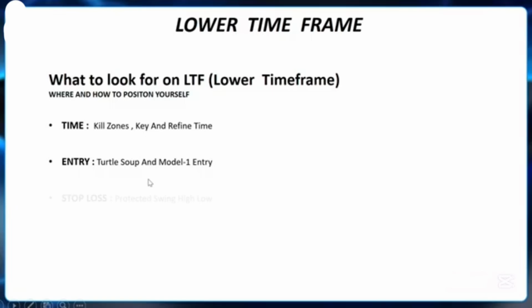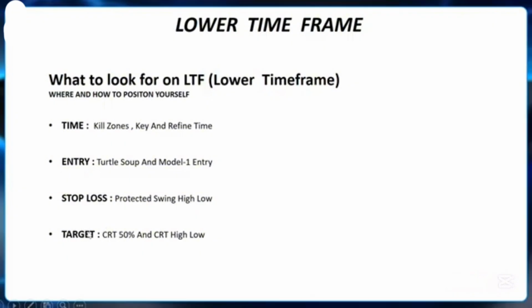Use it with precision. The third thing is stop loss. And honestly, stop placement is one of the most critical factors in trading. Without a proper stop loss, you're not trading, you're gambling. For stop loss placement, we use protected swing highs and lows, the same swing points that created the Model 1. That's our protected swing high and low. These protected swings act as our structural defense, defining where our trade idea becomes invalid.